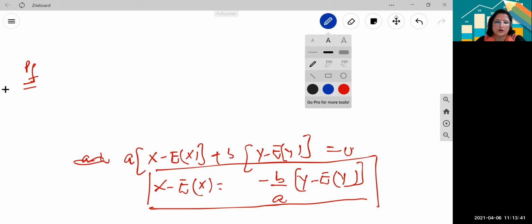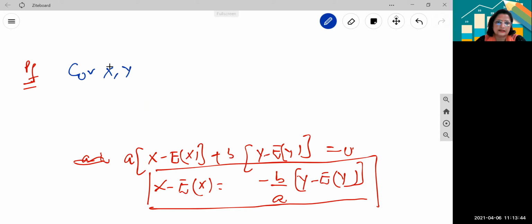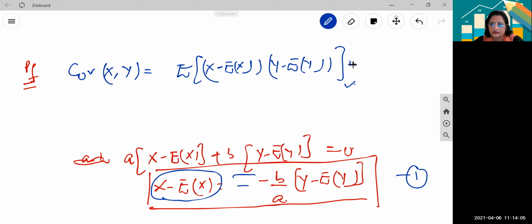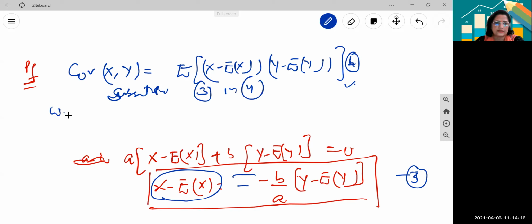So we will find out now the covariance between x and y. That is equal to, you know the formula, E of x minus expectation of x, right, into y minus expected of y. So this is the formula. Put the value of this in this expression. Let this be number 3, which we have already done, and this be number 4. Substitute 3 in 4. We get covariance between x and y.